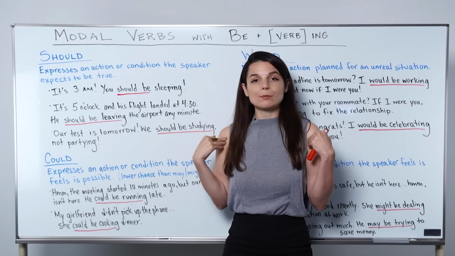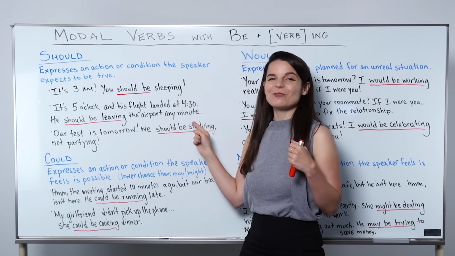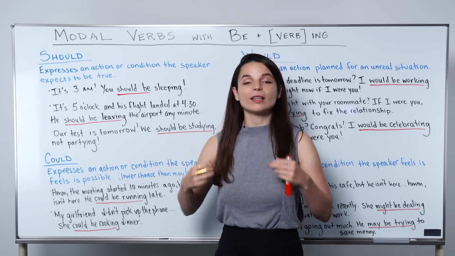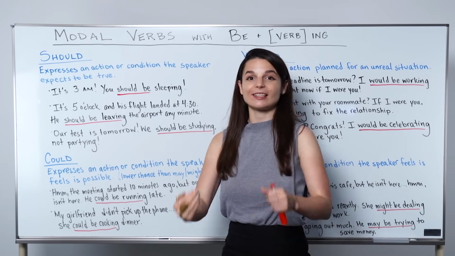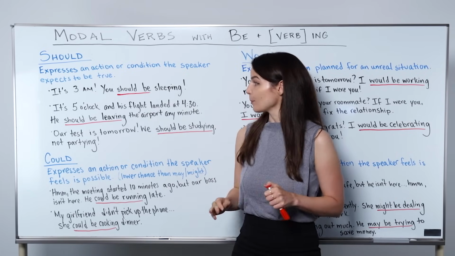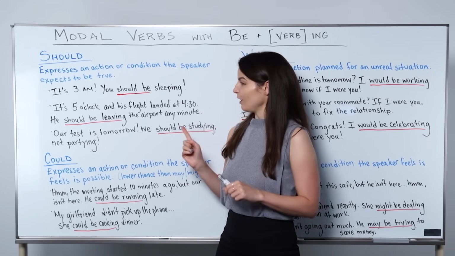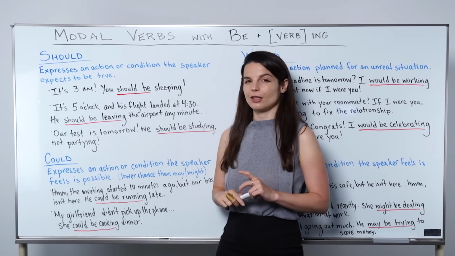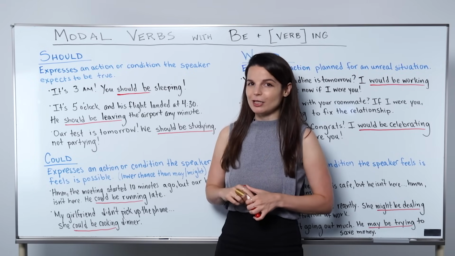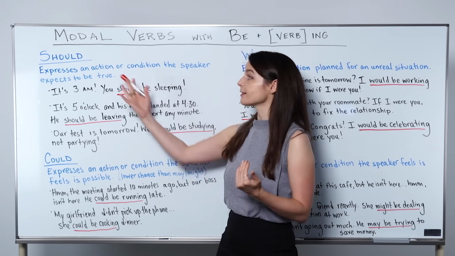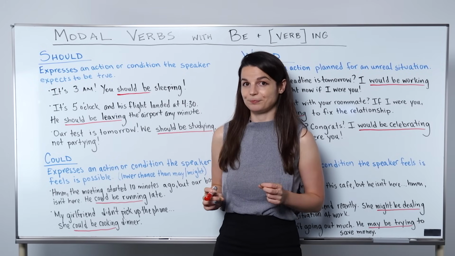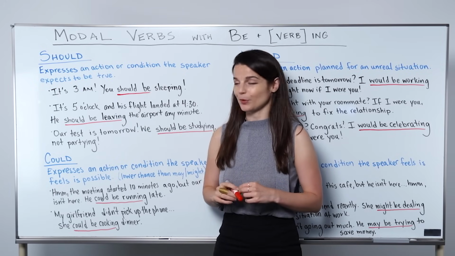Again, we expect that at any moment, at any minute, we are going to see him in the act of leaving the airport. So we use this grammar pattern to express that. It's 5 o'clock and his flight landed at 4:30. He should be leaving the airport any minute. Again, we're expressing some kind of expectation here. Let's look at one more example.